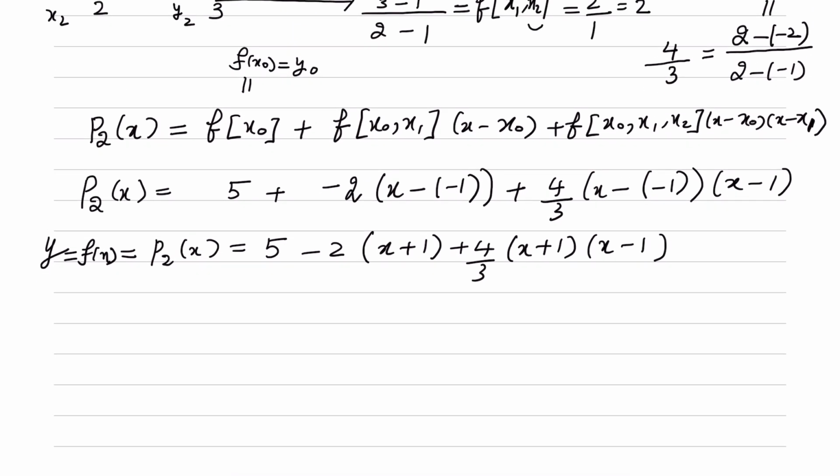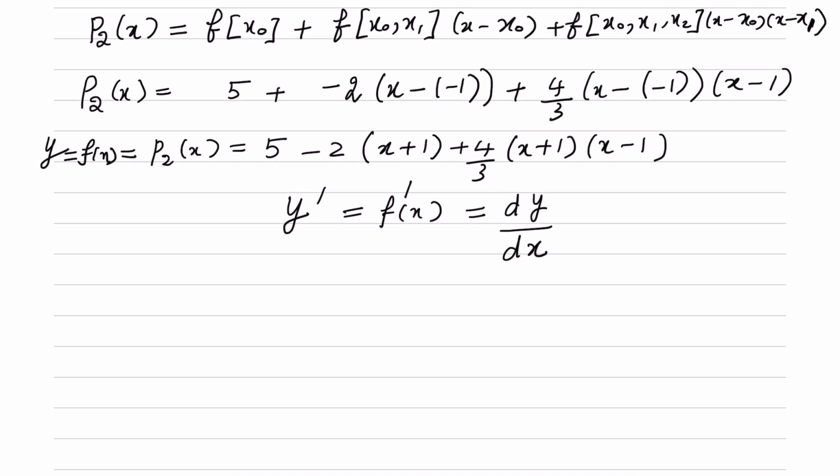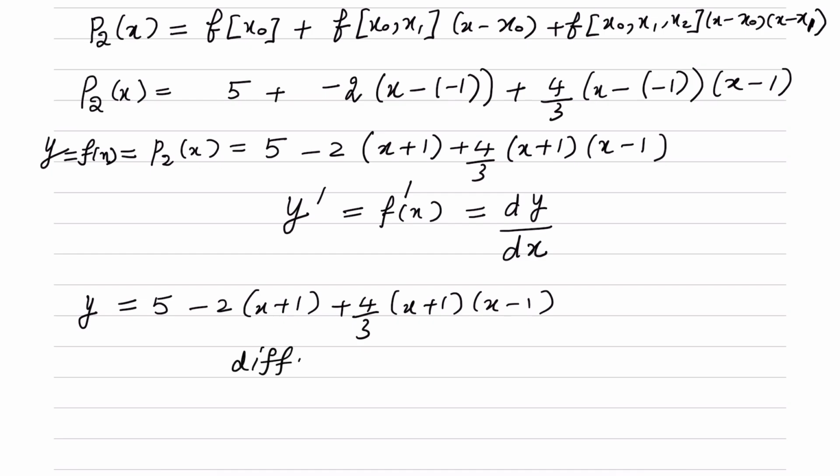So first we have to find the derivative. That is, if we have the function, we have to find its derivative with respect to x. So it is derivative of y with respect to x. So what we shall do is, for the polynomial y, we will differentiate this expression with respect to x.